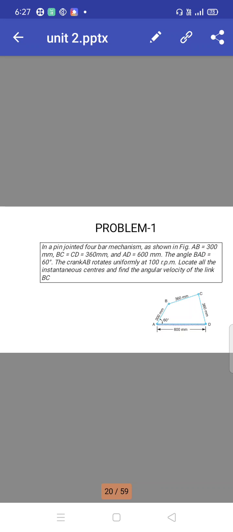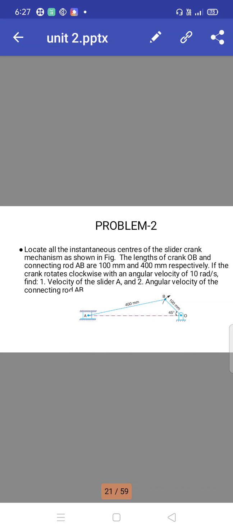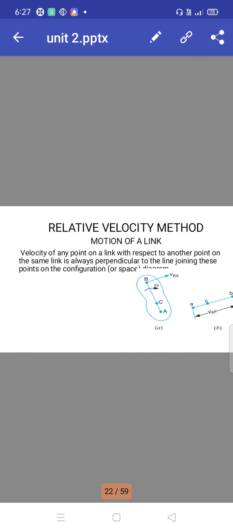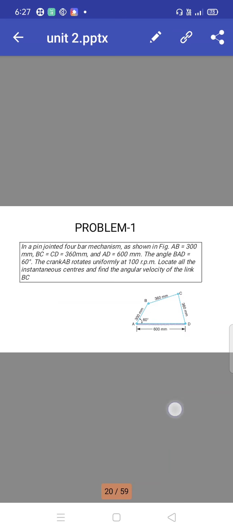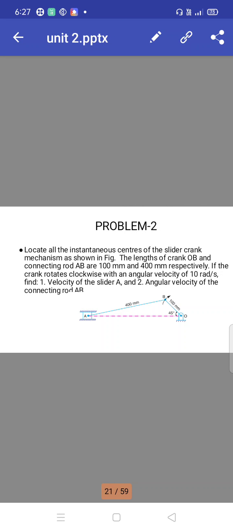So, problem number 1. In a pin-jointed 4-bar mechanism as shown in the diagram, AB is equal to 300 mm, BC is equal to CD is equal to 360 mm, and AD is equal to 600 mm. The angle BAD is 60 degrees. The crank AB rotates uniformly at 100 rpm. Locate all the instantaneous centers and find the angular velocity of the link BC. The diagram is shown here. We will discuss this in the upcoming sessions.